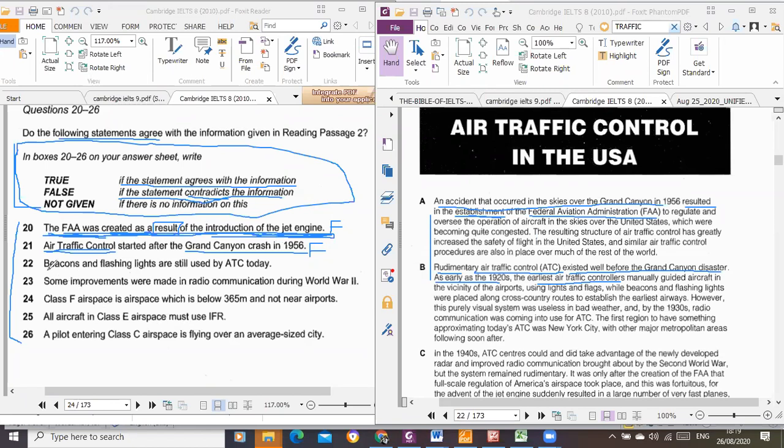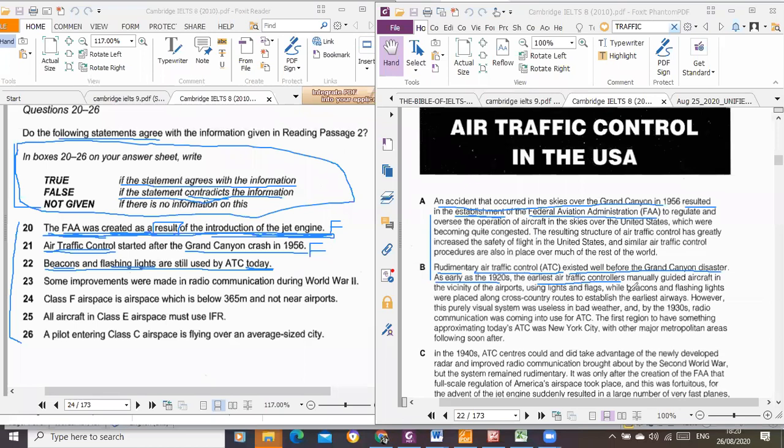Now, moving on to question 22. It says beacons and flashing lights are still used by ATC today. When you see this, you have "today", that is, currently. Are they using it currently? Now you have beacons, flashing lights, so let's look for where we have beacons and flashing lights.